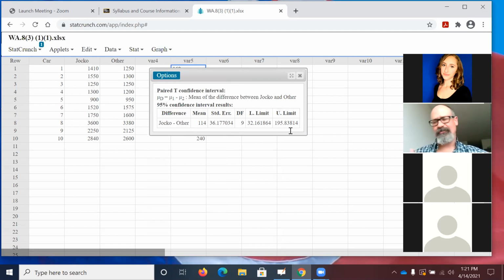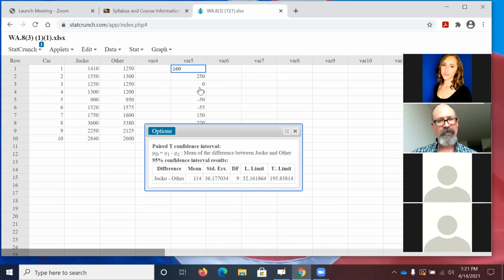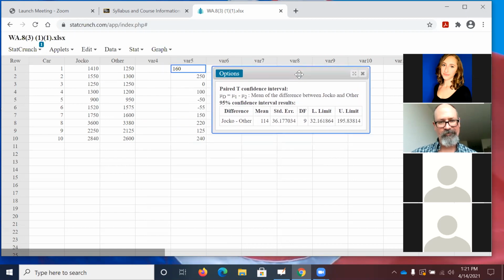And what that confidence interval represents is an interval estimate for the car-wise difference in price of the repair. So for the average of those things, I guess is what I'm saying. When you take a look at what we have here, the 160, the 250, the various other numbers you see, let me move this over so it's a little easier to see. The various numbers that you see here are all differences taken on a car by car basis in a certain direction. You're taking what Jocko estimates minus what the other garage estimates, and you get these numbers.